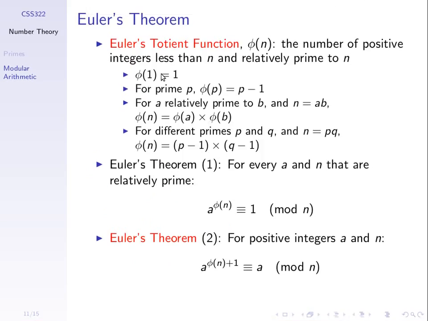So, Euler's totient function, the count of numbers. Special case: the totient of 1 is 1. For prime p, the totient of p is p minus 1. That's because every number less than that prime has a greatest common divisor with it of 1.